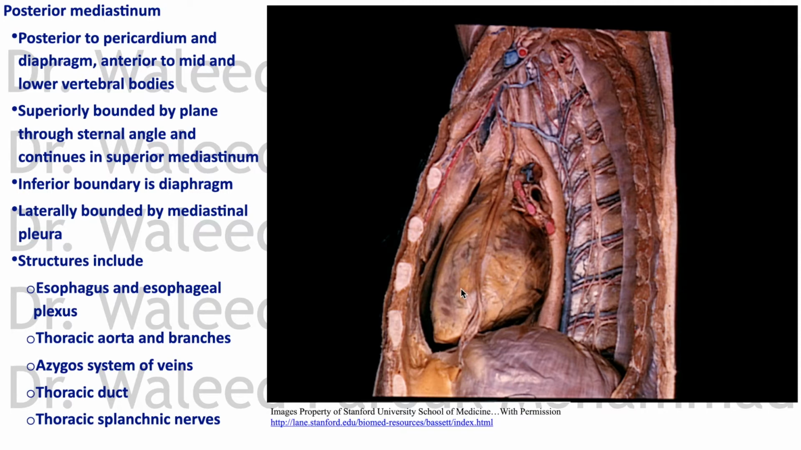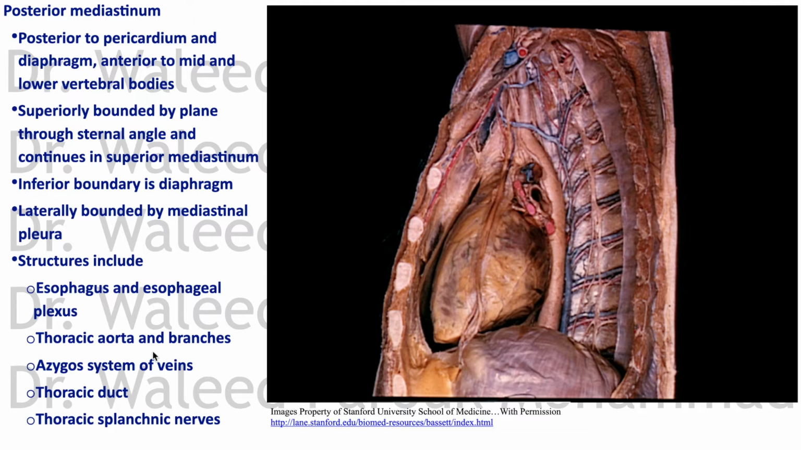Structures in the posterior mediastinum: the esophagus, the esophageal plexus formed by the vagi, the thoracic aorta and branches, we mean the descending thoracic aorta, of course, the azygous system of veins, we mean the azygos, hemiazygos, and accessory hemiazygos, the thoracic duct, the main lymphatic channel in the body, and the thoracic splanchnic nerves, the nerves that we studied before as branches of the sympathetic chains.